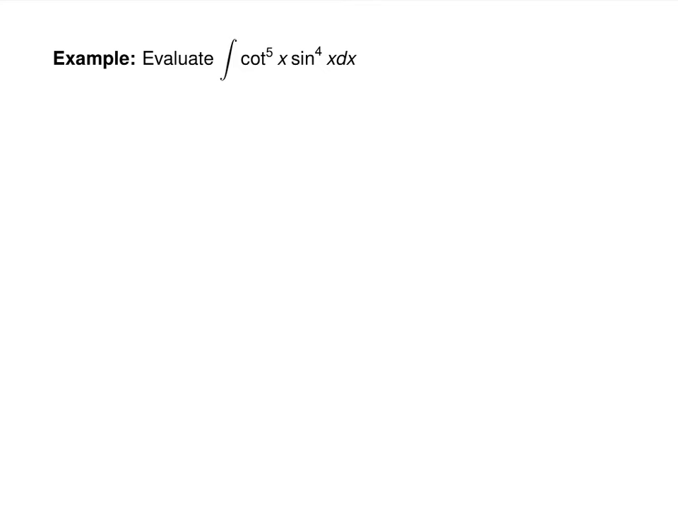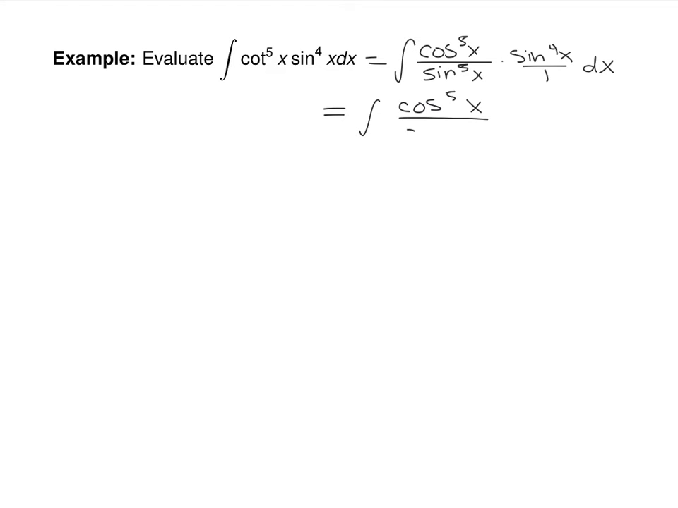So cotangent to the 5th x, and cotangent is cosine over sine. This is the same thing as cosine to the 5th x over sine to the 5th x times sine to the 4th x over 1 dx. Notice that a whole bunch of those sines cancel, leaving just the one in the denominator. So you have the integral of cosine to the 5th x over just a singular sine x dx.